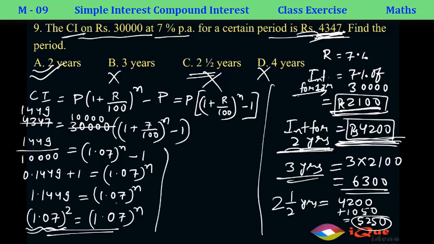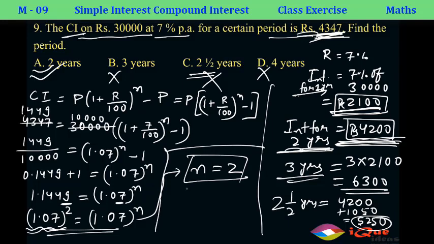Otherwise, you could also see that 7 square ends in 9. So you could have guessed that it is going to be the square of that number. So from here it is very clearly seen that n is equal to 2. That means the period is 2 years, which is option A. So guessing or checking from the numbers, or using the options, is always easier in this question. Alright, now let's look at the next question.